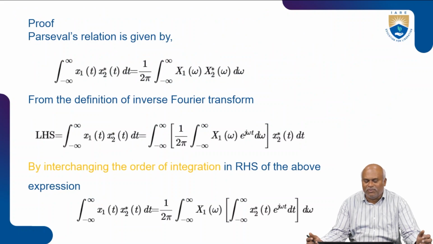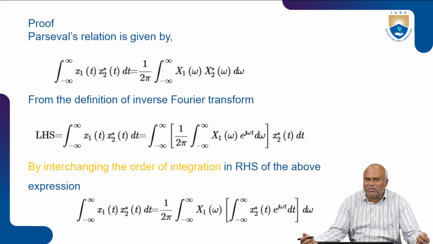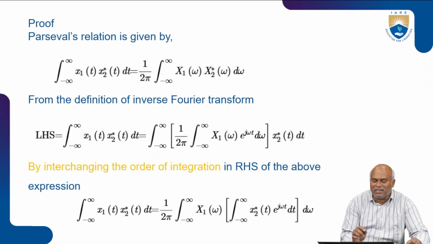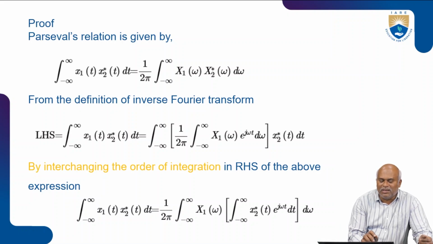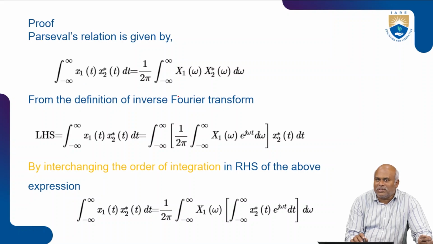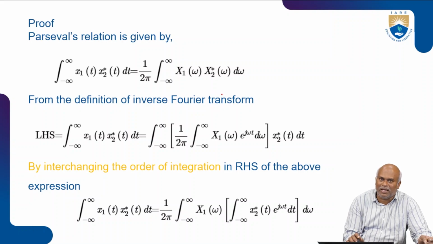The Parseval statement: the integration from minus infinity to plus infinity of x1 of t, x2 star of t dt, where x1 of t and x2 of t are complex signals, is represented as 1 by 2 pi times the integration from minus infinity to plus infinity of x1 of omega, x2 star of omega, d omega.